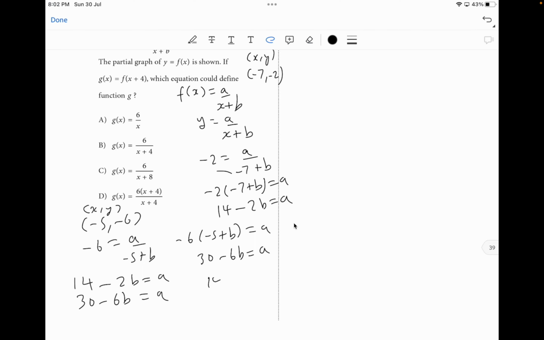So it's going to be 14 minus 2b, which is equivalent to 30 minus 6b. So it's just 14 minus 30 is equivalent to -6b plus 2b. When you do this, this is all basic algebra. You should be getting -4b is equivalent to 14 minus 30, which is giving you -16. B is going to be equivalent to 16 divided by 4 because the negatives cancel out each other.